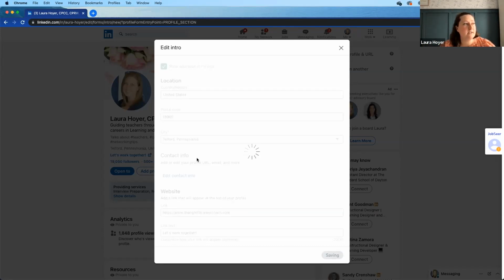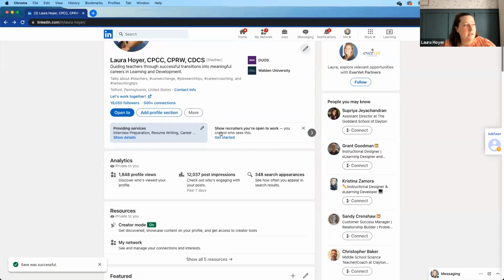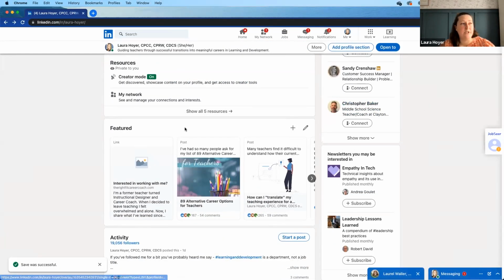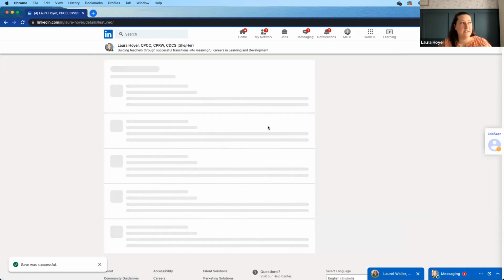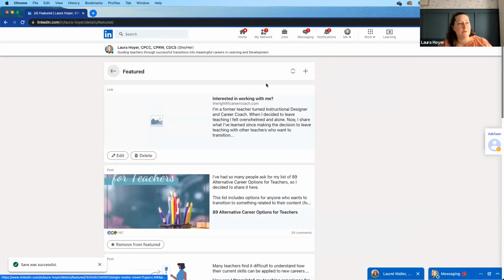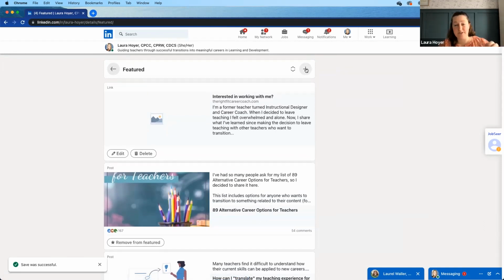That's one spot. And another spot is in this featured section where you would create a post and share your portfolio, but then you can go to edit here and then you would add one of your posts to a featured one, and you can drag them around to make it the first one that somebody sees.